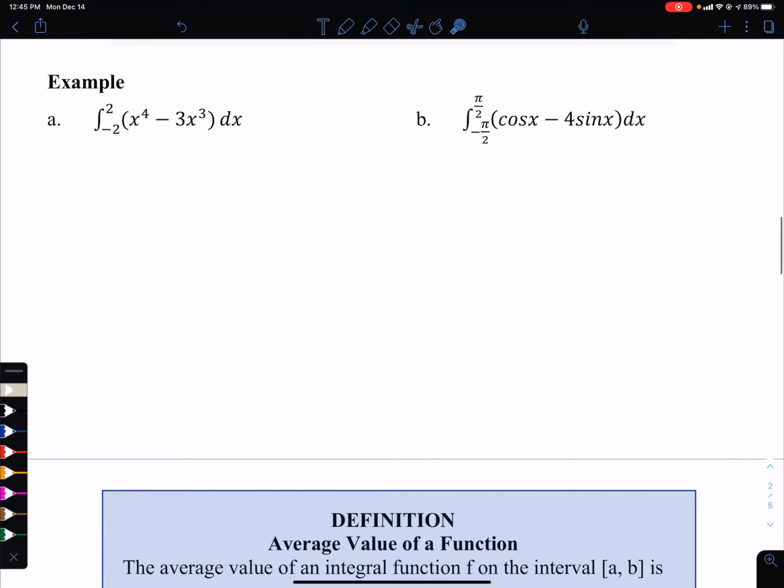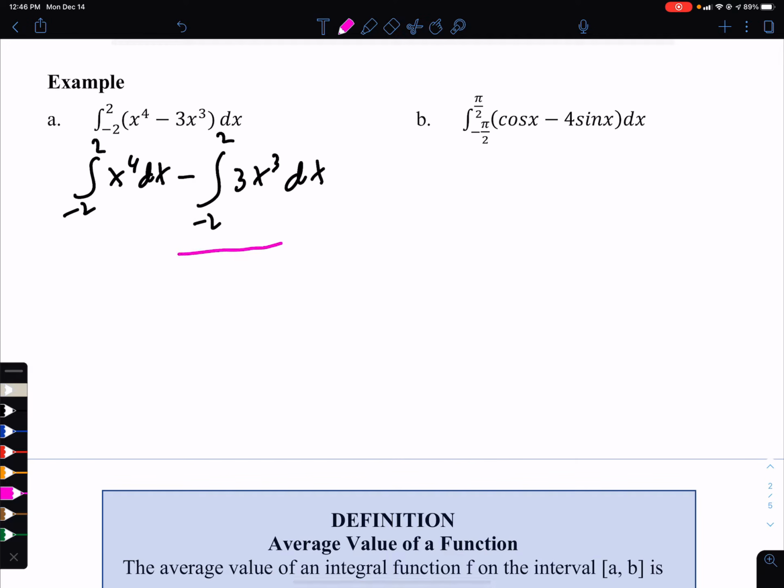All right, so we have a couple examples to do. Now, here's the problem. This is neither odd nor even, but that is even, and this is odd. You can double check that. We can rewrite this as two separate integrals, because that's one of the rules of integration that we learned. Well, according to our properties, this is an odd function. Therefore, that is going to have a net area of 0.